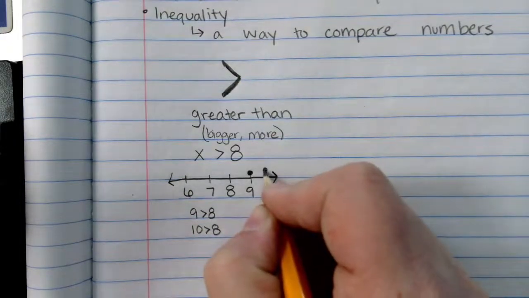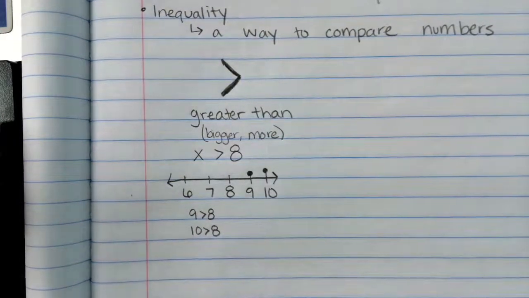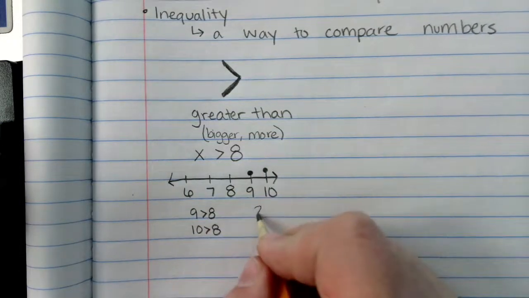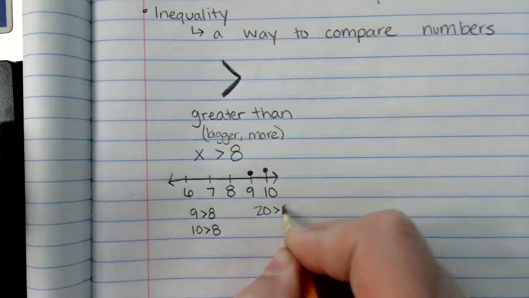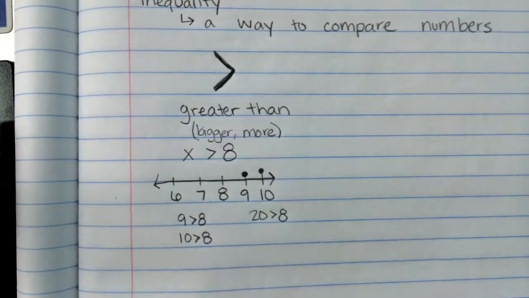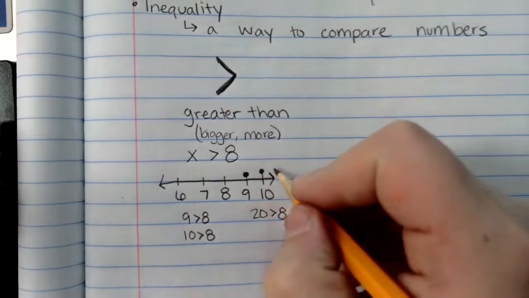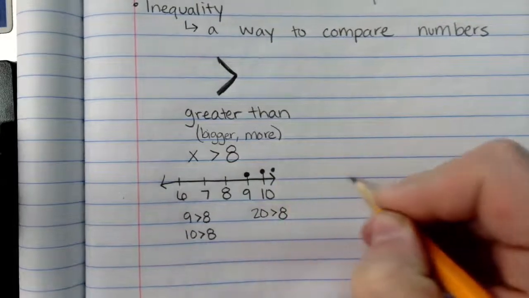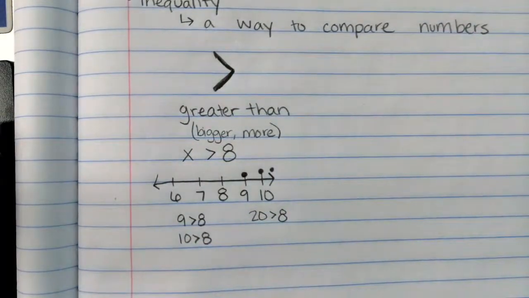What about 20? Is 20 bigger than 8? Yeah, but where is 20 represented on our number line? Because it's there. It's the arrow. It's this whole arrow. So all these numbers over here are going to keep going on and on and on. Are all those numbers going to be bigger than 8? Okay. What about 8? Is 8 greater than 8?